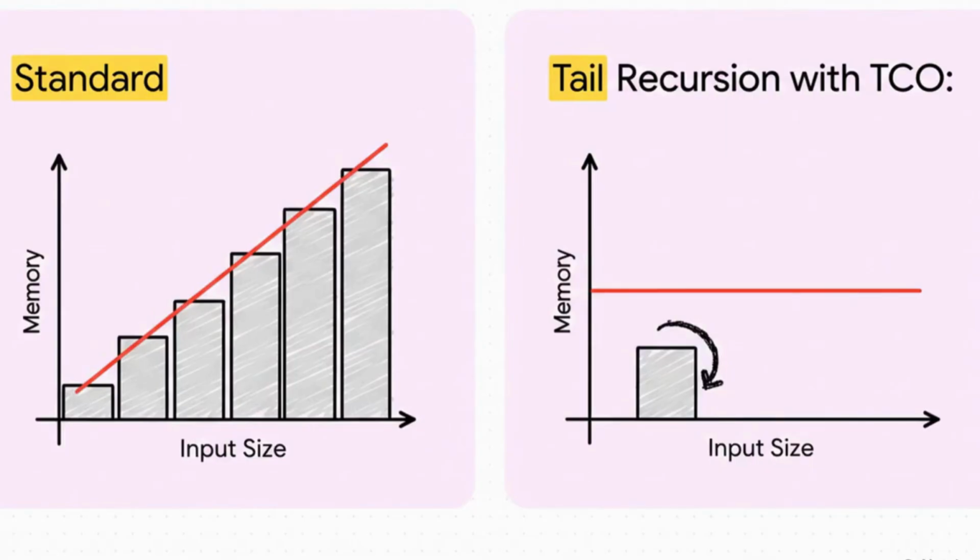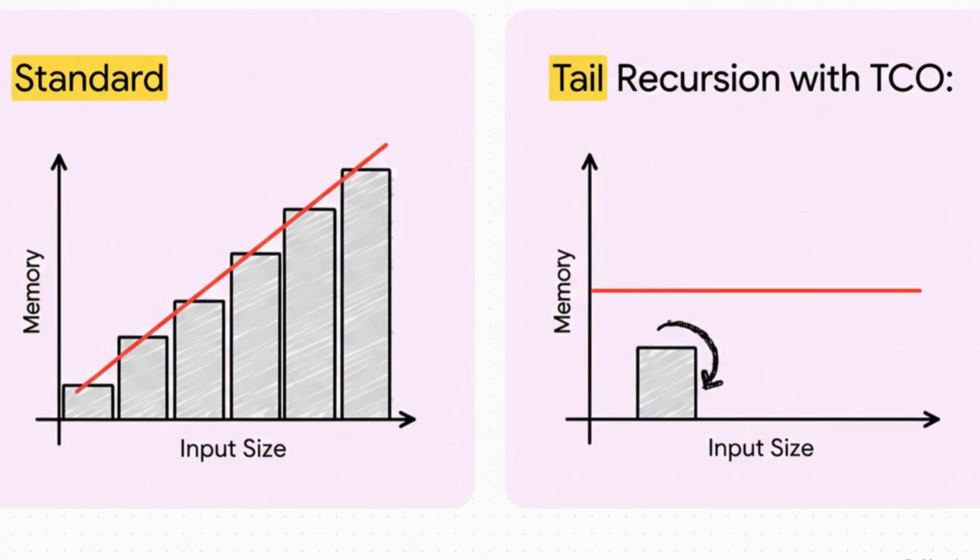And the difference this makes is just staggering. On the left, a standard recursion's memory usage grows linearly with the input. That's O(n) space complexity. But look at the right. With tail recursion and TCO, the stack size stays completely flat. It's what we call constant, O(1) space, which is just as efficient as a simple while loop.